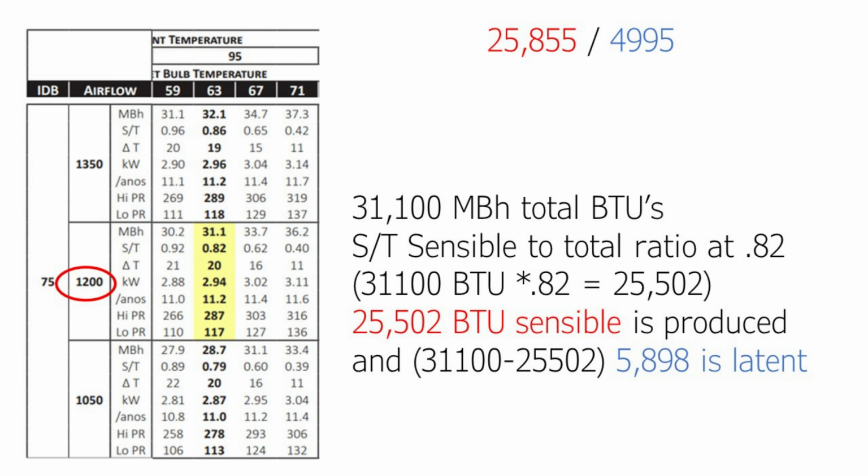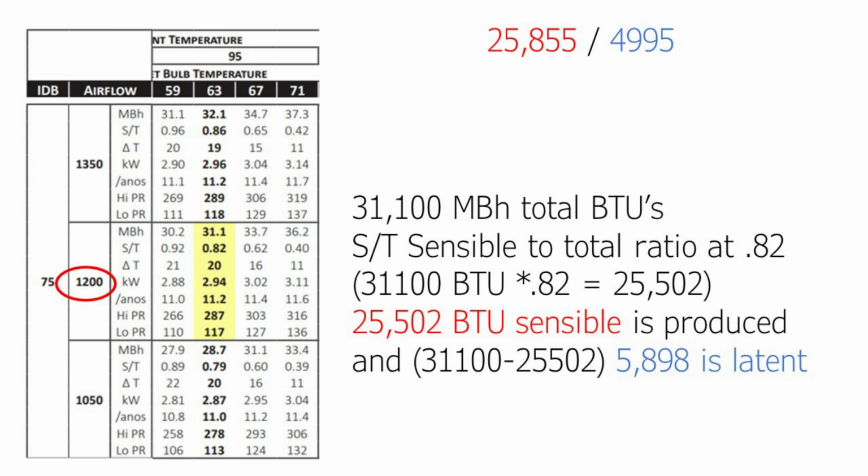As we zoom in on a section of it, you'll notice a 95-degree outdoor temperature across the top, and an indoor temperature, dry bulb of 75 and a wet bulb of 63. And we're choosing 1200 CFM per our AHRI for 3 ton. You'll see our output is 31,100 BTUs total with a sensible heat ratio of 0.82. We'll also see a delta T, kilowatt rating, our amp draw, and our high and low pressure expected at that operation.